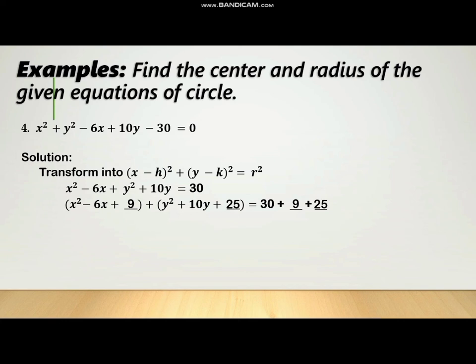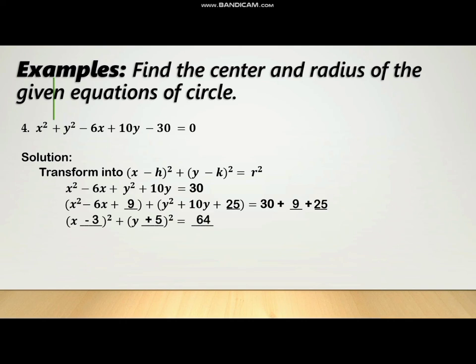So, kunin ang corresponding square of binomial, i-square root ang x squared at ang 9, yun ay x minus 3. At sa kabila naman ay square root ng y squared saka 25, yan ay y plus 5. Bakit plus? Kasi yung 10y ay plus. Equals, so 30 plus 9 plus 25 equals 64.